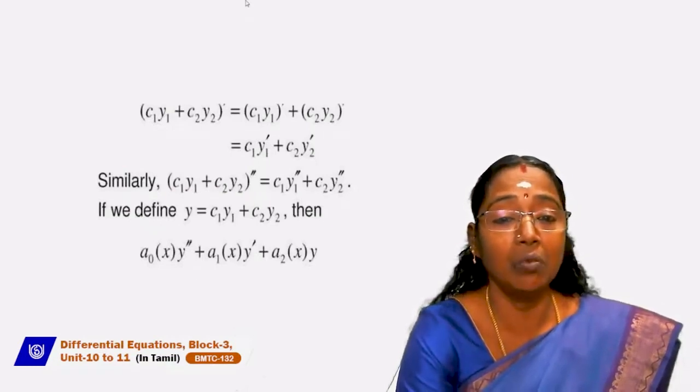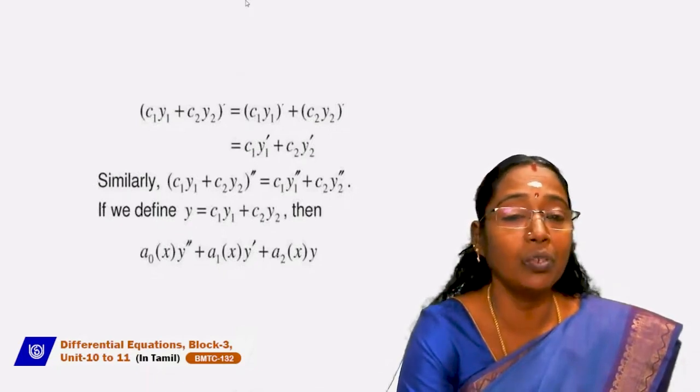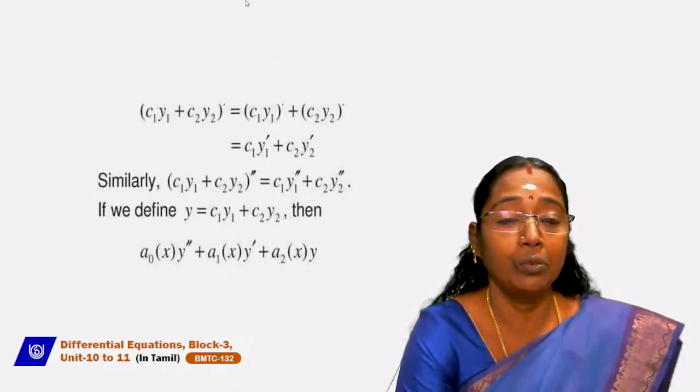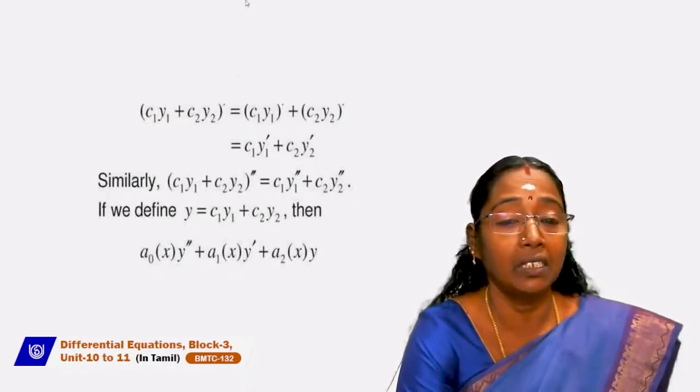That is equal to c1 y1 dash, because c1 and c2 are constant values, so we won't differentiate c1 and c2. So that is equal to c1 y1 dash plus c2 y2 dash. Similarly, (c1 y1 plus c2 y2) the whole double dash will be c1 y1 double dash plus c2 y2 double dash.